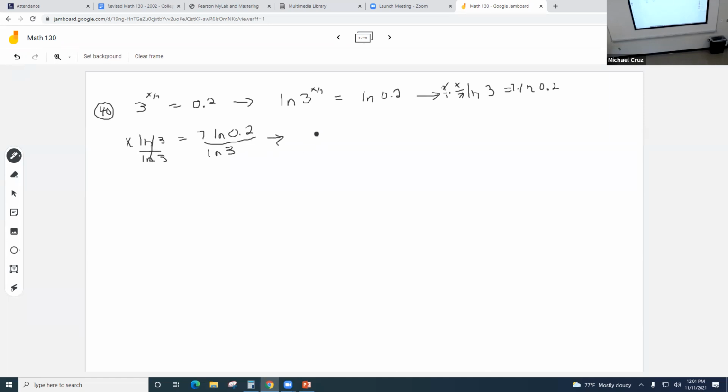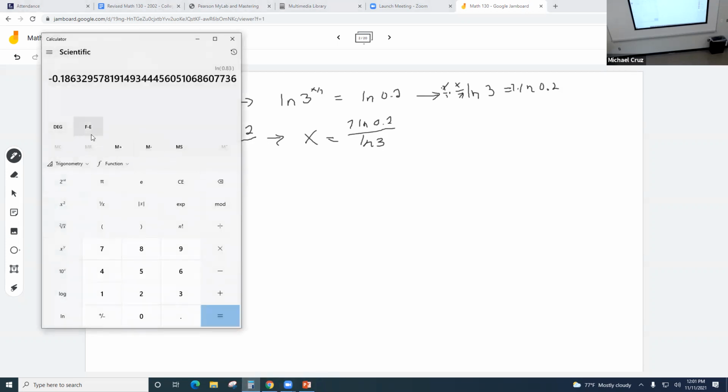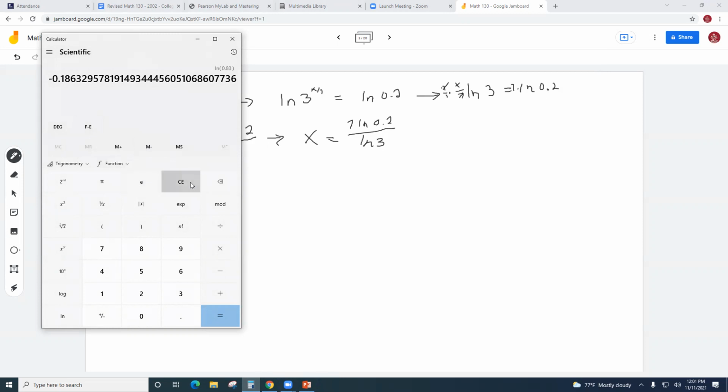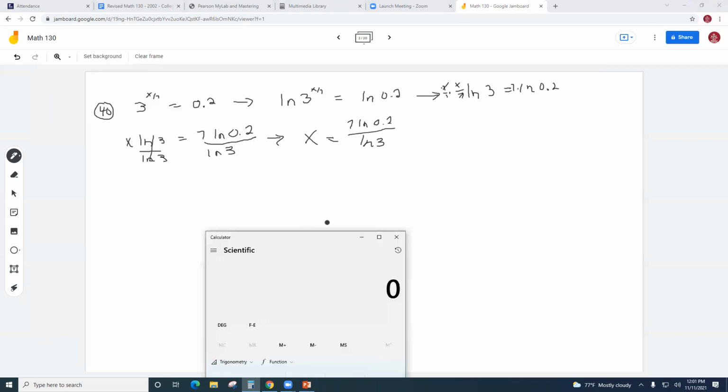So x is equal to 7. Yeah, this is going to be the last one. Why didn't we take the ln from that side? Why didn't we take the ln off the other side? We just leave it like that, from the 7 ln 0.2 and then ln 3? Is it because it's not the same?